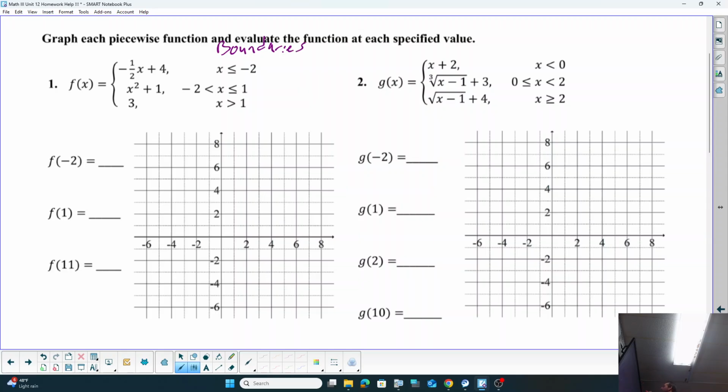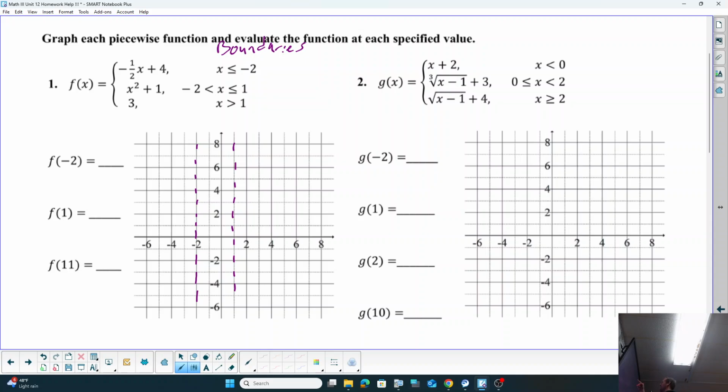Cool. So for our boundaries, we're looking where x is less than or equal to -2, -2 to 1, and greater than 1. So basically, -2 and 1 are our boundaries. So we're going to draw a divider line. Not an asymptote, but a divider, just like a divider line. So we're going to divide it at -2, and at 1, we're going to split our three equations kind of in pieces there. Erase, erase, erase.